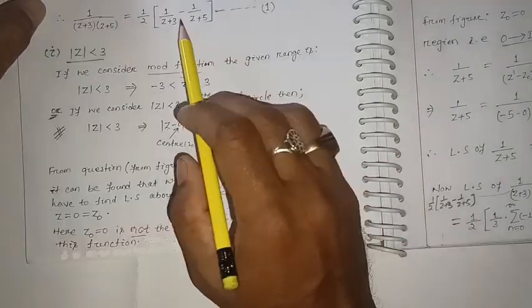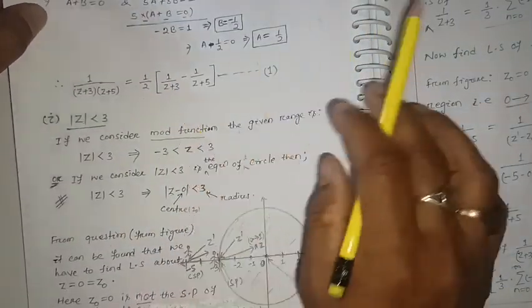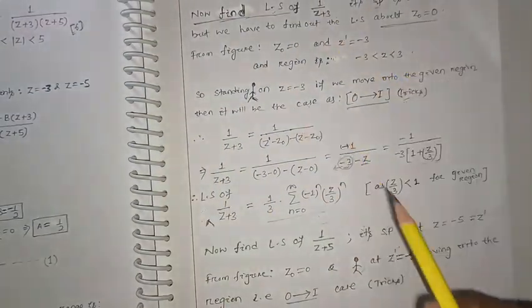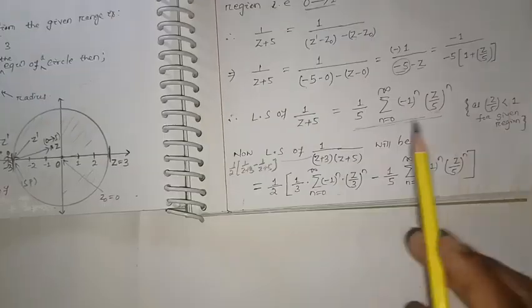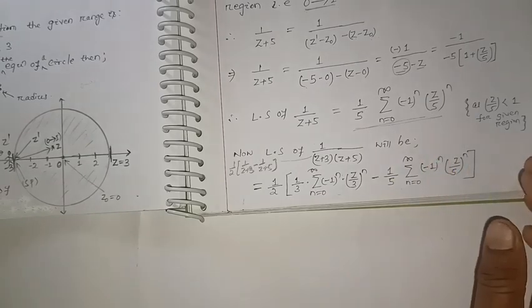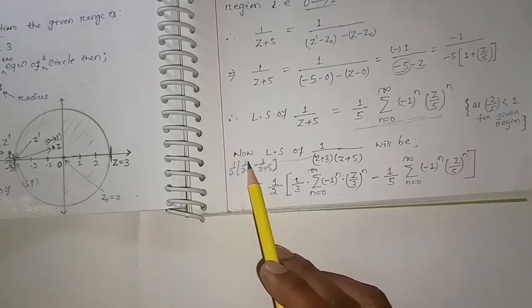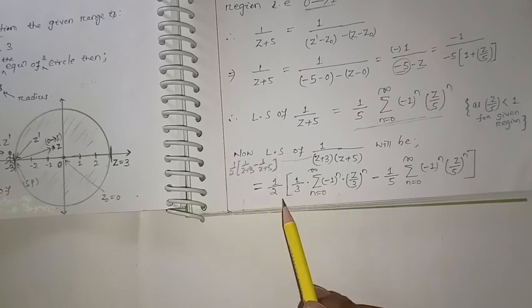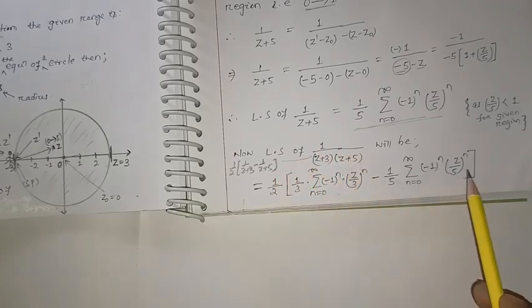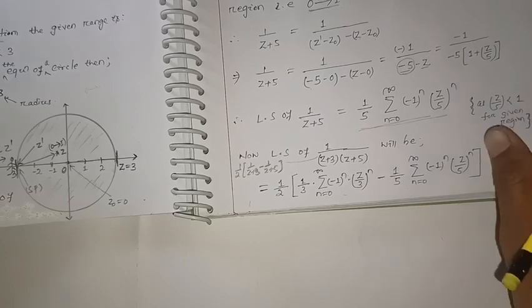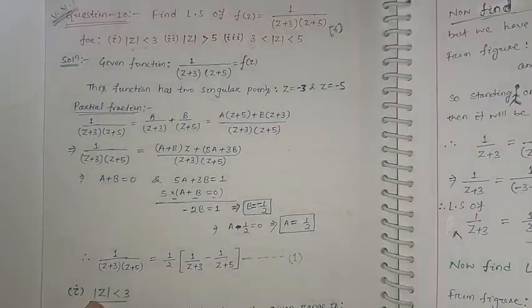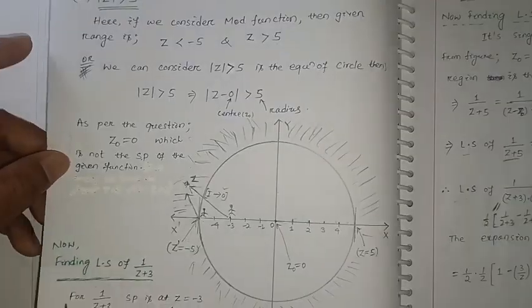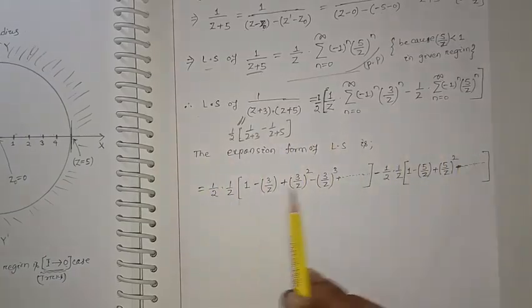So the first function, for this case, is 1 by z plus 3. Considering 1 by z plus 3 for this region, we found this is the Laurent series, and for z plus 5 we found the Laurent series is this one. By substituting 1 by z plus 3 minus 1 by z plus 5, finally the Laurent series of the given function will be this much. This is the case for mod z less than 3. Then by considering mod z greater than 5, we also found the Laurent series, this one. This is the expansion form.